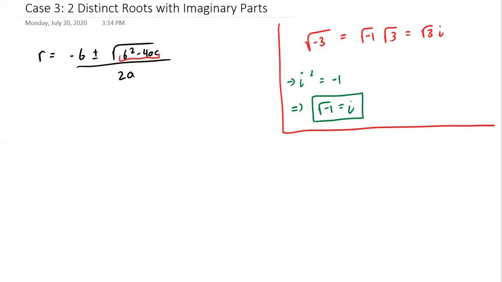So anything that has something like this, we would call an imaginary part. For us to have an imaginary part, it's equivalent for b squared minus 4ac to be less than 0, because that's what is inside the square root. Just as a reminder, that's when you would get an imaginary part.